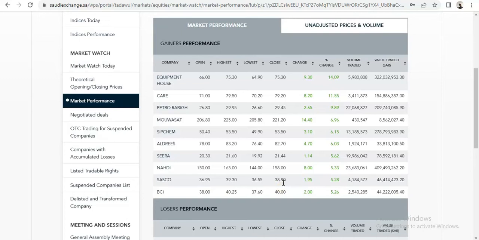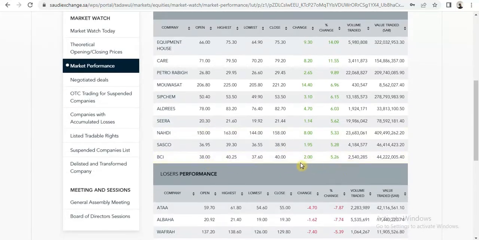36.95 was the opening and the closing was 38.9. In BCI, 5.26% per share, 2 riyal. It opened at 38 and closed at 40.